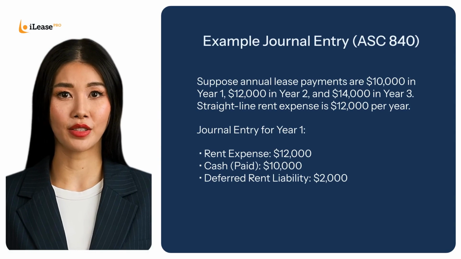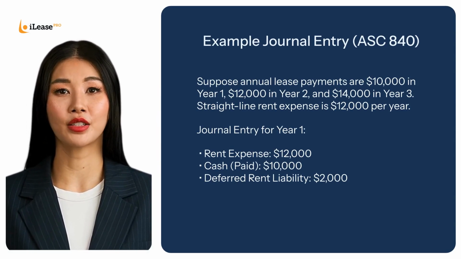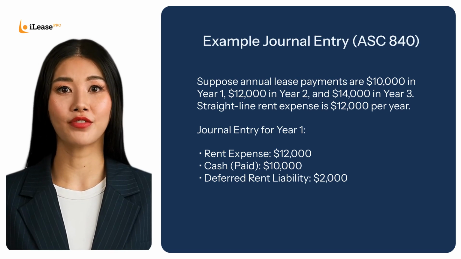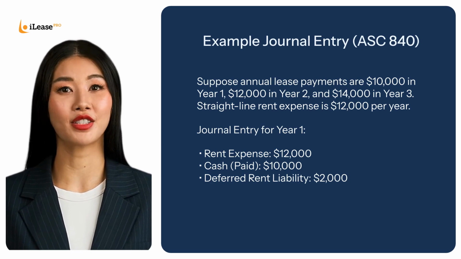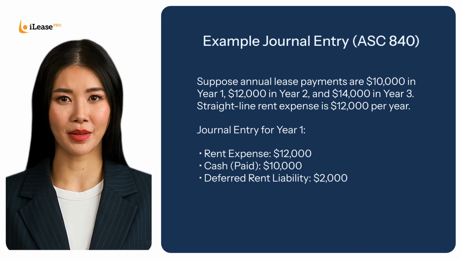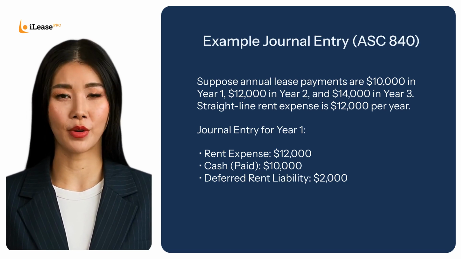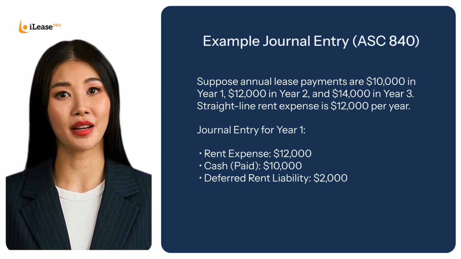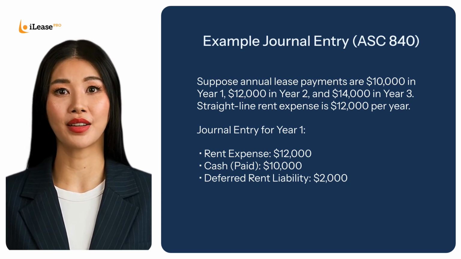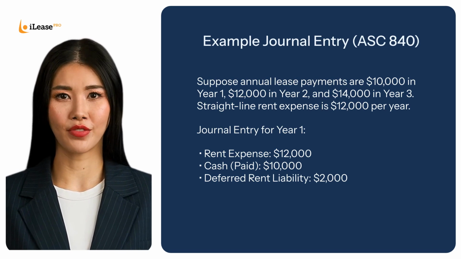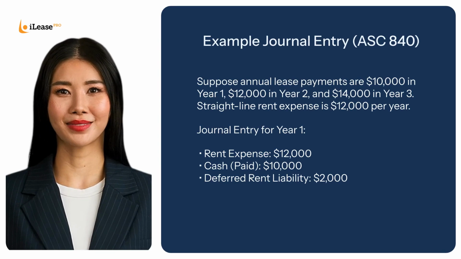Let's look at an example to solidify this concept. Imagine a lease with payments of $10,000 in year 1, $12,000 in year 2, and $14,000 in year 3. Under ASC 840, you calculate the straight-line rent expense by averaging the payments over the lease term. In this case, the straight-line expense is $12,000 per year. In year 1, the cash payment of $10,000 is less than the expense, creating a deferred rent liability of $2,000. The journal entry reflects this liability, ensuring the expense aligns with the straight-line requirement.